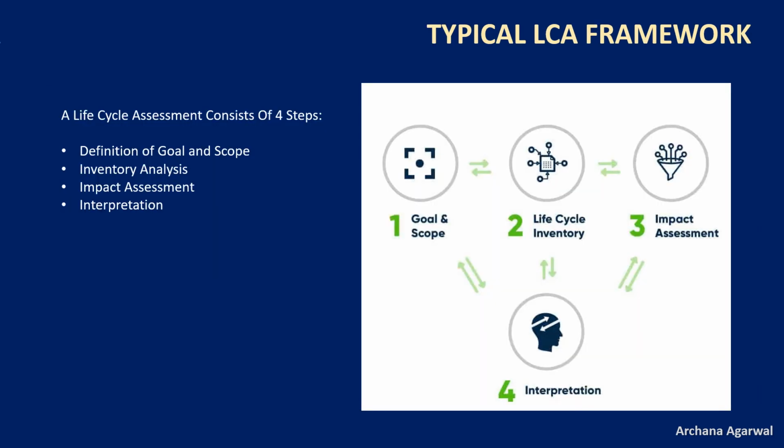A life cycle assessment consists of 4 steps. First is definition of goal and scope. Second is inventory analysis. Third is impact assessment. And finally, the interpretation. As can be seen in the picture, these steps depend upon each other.